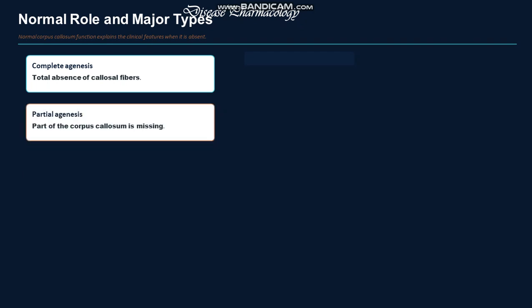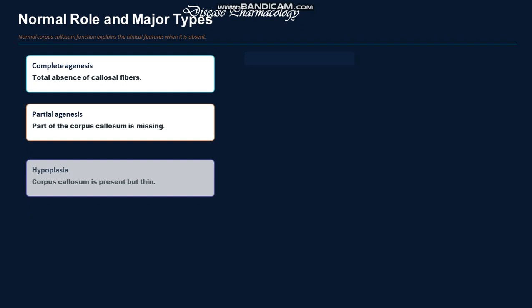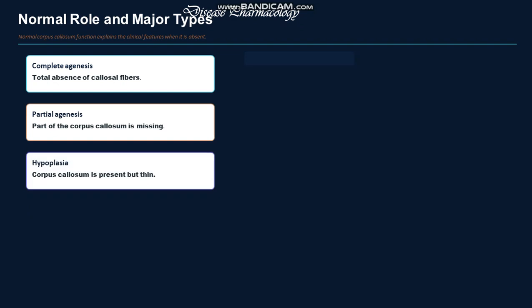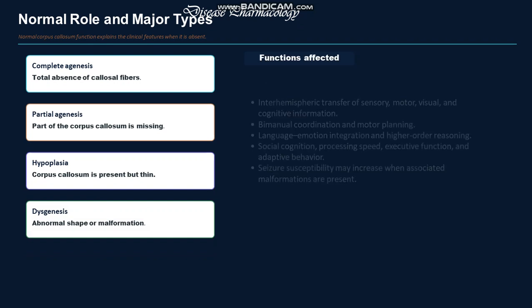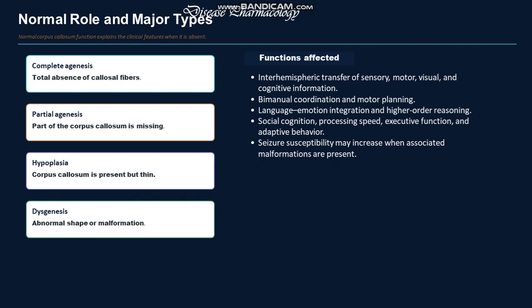That is the normal role. Complete agenesis: total absence of callosal fibers. Partial agenesis: part of corpus callosum is missing. Hypoplasia: corpus callosum is present but thin. And dysgenesis: abnormal shape or malformation. Functional effects: cognitive information, bimanual coordination, language analysis, integration, higher order reasoning, and seizure susceptibility.